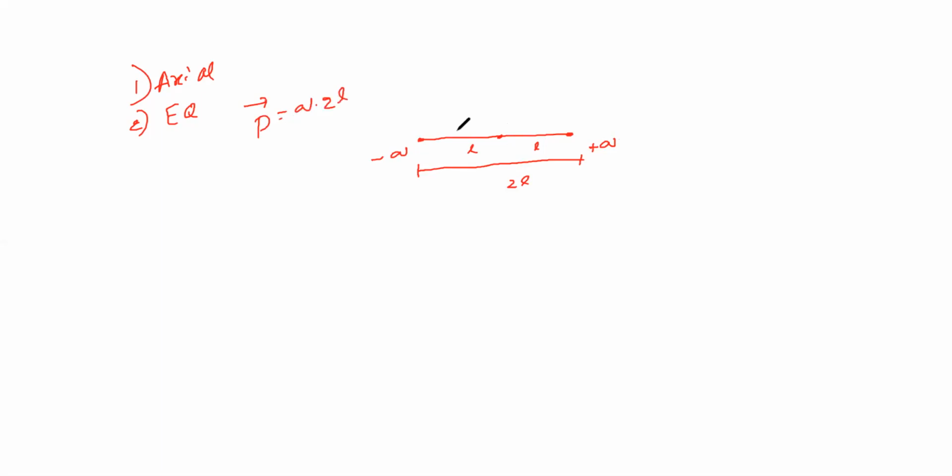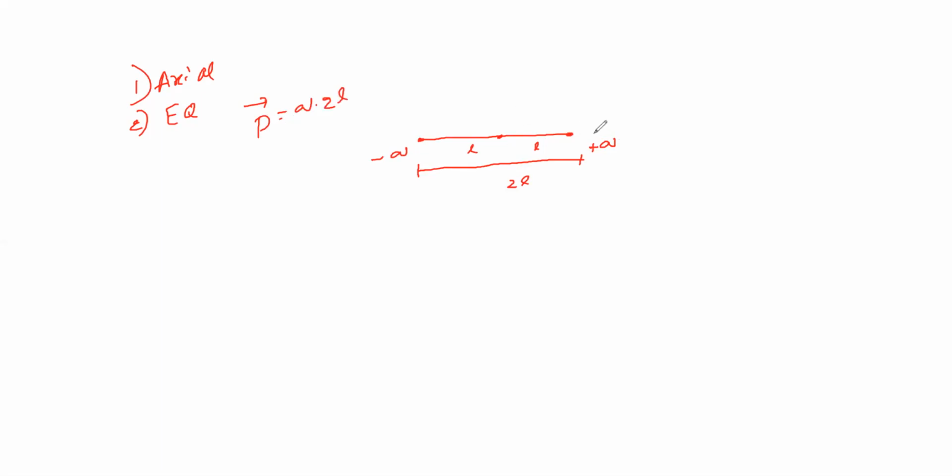First case, the axial. A dipole has two applications, one is axial, one is equatorial. First the axial part. I'm taking a dipole with minus q and plus q, both separated by a small distance of 2l as usual. From the center it is L on each side. The dipole moment P vector is equal to q into 2l.